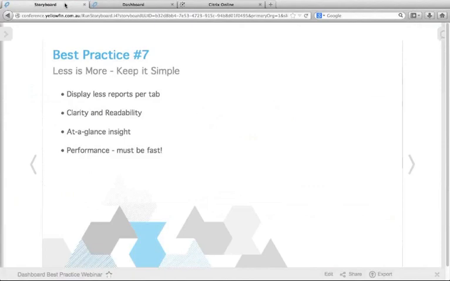Now, best practice number 7 is less is more and keep it simple. So try to display less reports per tab and use your sub-tabs logically to group that information. So you find if the axes and the data are clear and readable, then it may allow for at-a-glance insight, where a user can quickly look and find the information they need. Another important point is that if you're keeping your design quite simple, then this will definitely help with performance. So making sure that your dashboard is fast will definitely not deter the user when they're using the solution.